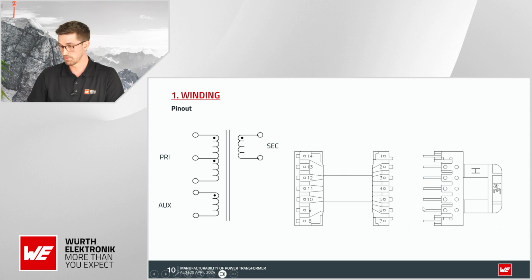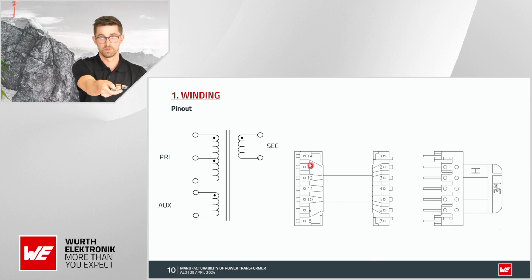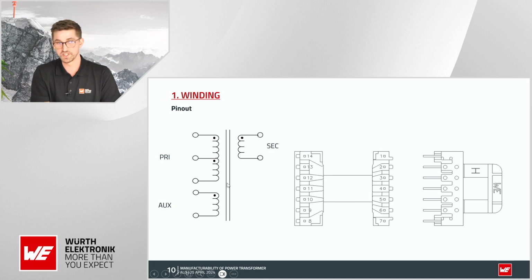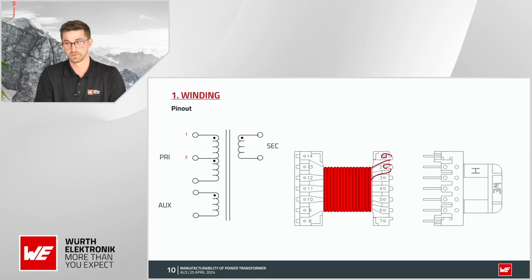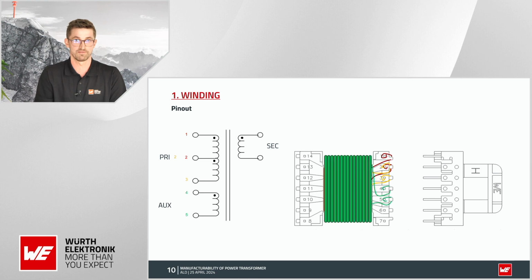Now I will present a common failure caused by bad winding and poor pinout choice. We can see from the schematic here that the transformer consists of a primary, an auxiliary, and a secondary winding, and the primary winding is split in series. We will start winding the first primary section, starting from pin 1 and finishing at pin number 2. Then we will wind the second section of the primary, starting from pin number 2 and finishing at pin number 3. Now is the time to wind the auxiliary winding, starting from pin 4 to pin 5.